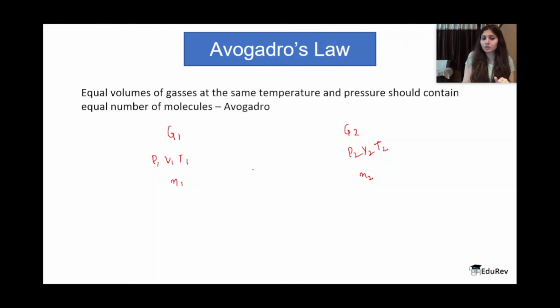We all know this equation, PV equals nRT. This is the equation of ideal gases. If you don't know about this equation, don't worry, because in the next chapter, the gaseous state, you will know what this equation is. So stay tuned for that.